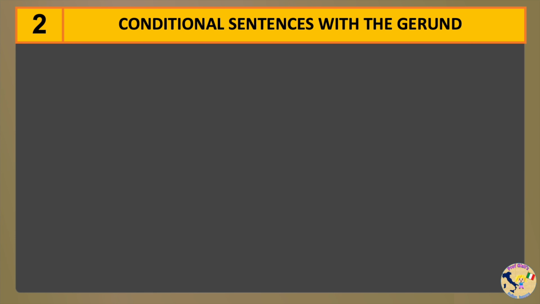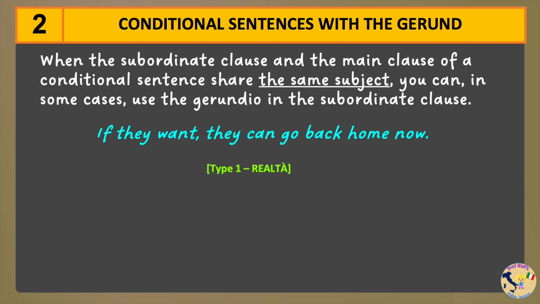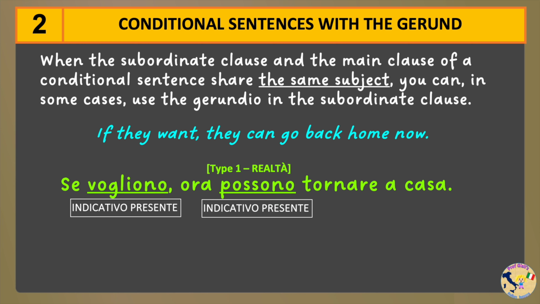Conditional sentences with the gerund. When the subordinate clause and the main clause of an Italian conditional sentence share the same subject, you can, in some cases, use the gerundio in the subordinate clause. For example, to translate the sentence "If they want, they can go back home now," in Italian we can use the type 1 conditional sentence structure and say "Se vogliono, ora possono tornare a casa," where the present indicative is used to express both the condition and the consequence.